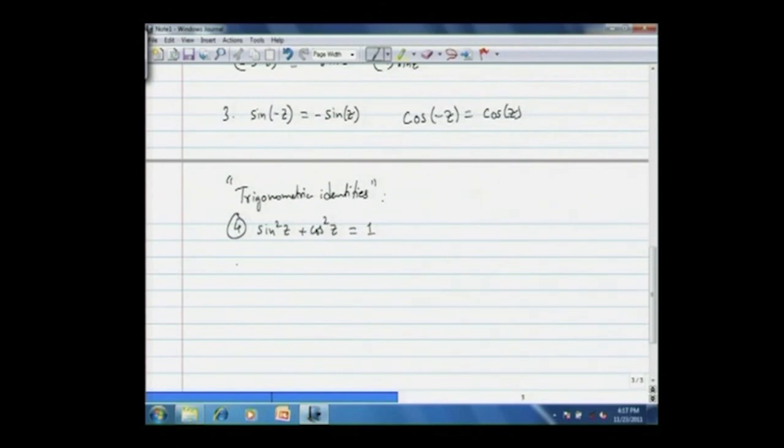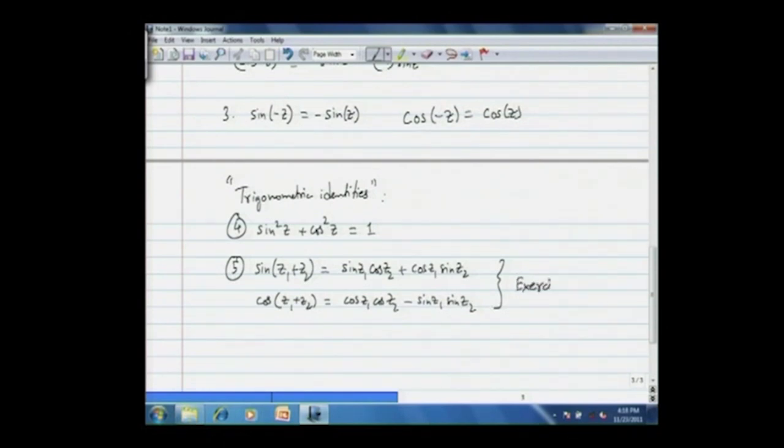And likewise, I will say that sine of z 1 plus z 2, the complex number z 1 plus z 2, is sine z 1 cosine z 2 plus cosine z 1 sine z 2. So, this is the identity familiar from trigonometry, and it holds for complex numbers as well. So, cosine of z 1 plus z 2 now is cosine z 1 cosine z 2 minus sine z 1 sine z 2. So, the proofs or the verification of these identities are exercises for the viewer.